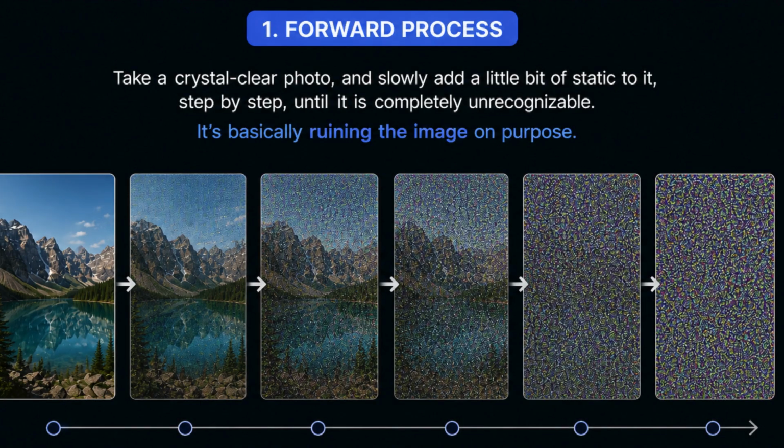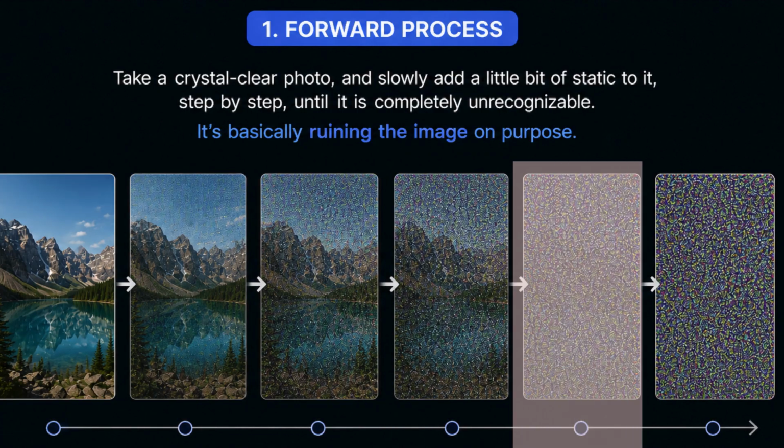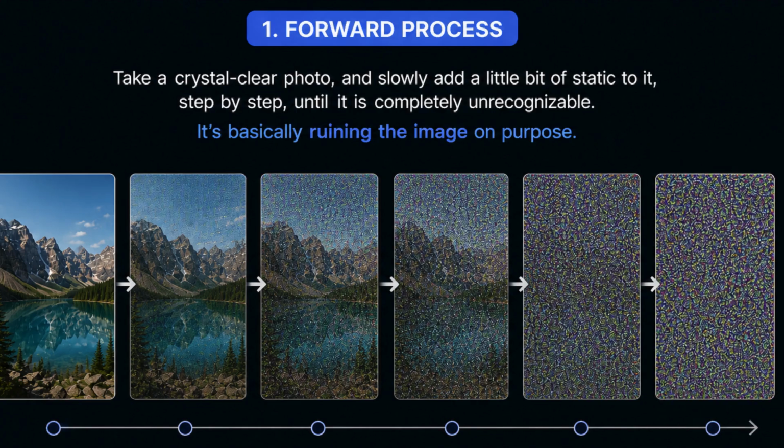First is the forward process. Imagine taking a crystal clear photo from your camera roll and slowly adding a little bit of static to it, step by step until it is completely unrecognizable. It's basically ruining the image on purpose.